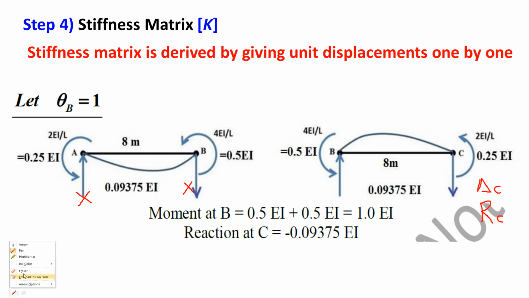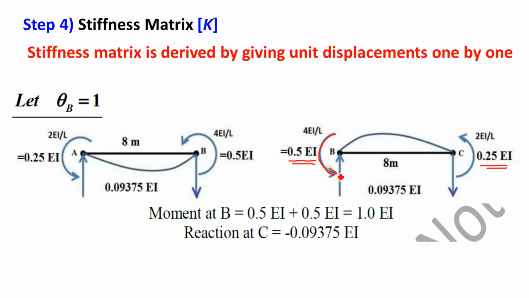Right. Now how to find out reactions? See, reactions can be calculated in two parts: first, reaction due to external load, plus reaction due to moments. But in this beam, since we are deriving the stiffness matrix without considering any external load, there is no external load acting on the beam. So we have only moments at the ends. So it means there will be reaction due to only moments. So what are the moments acting on BC member? It is 0.5 EI at point B and 0.25 EI at point C. Both the moments are having anti-clockwise nature.